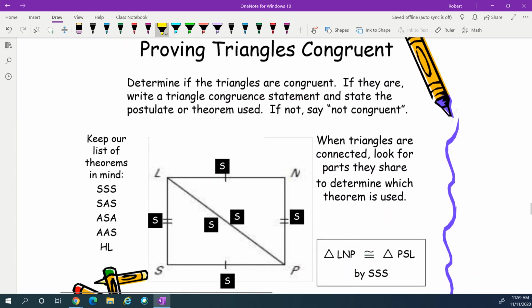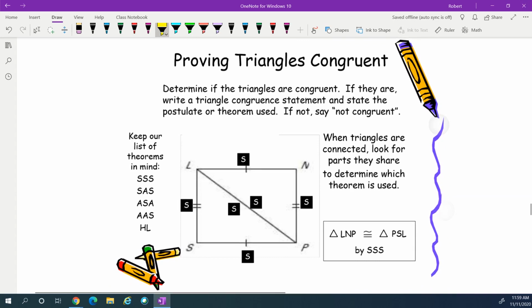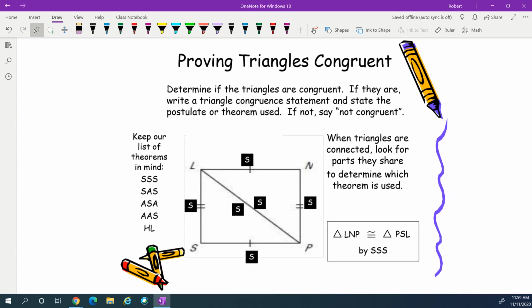Let's see what we got. Let's look at another problem here. We were given side marked 1 and side marked 1. We were given a side marked 2 and a side marked 2. And that's all we have in the picture, so I'm going to stop and think. So far, I have two pairs of sides. Well, I don't have right angles, so it's not HL.